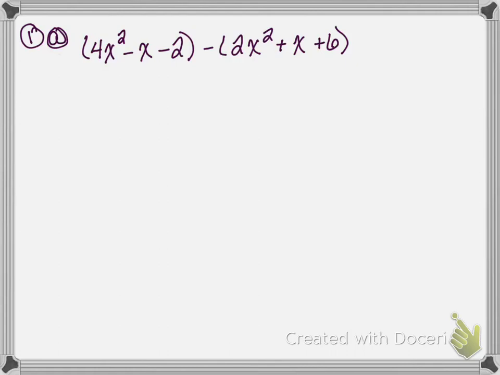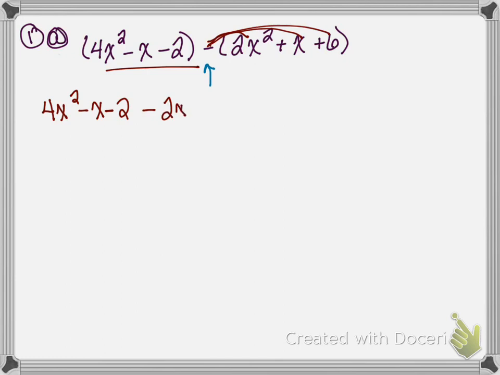Now, this subtraction sign right here, that is where students make mistakes on this type of problem. That subtraction sign must be distributed. So I am going to write down my first trinomial: 4x squared minus x minus 2. That stays the same. But then this subtraction sign belongs to everything there. We have to distribute that, so it becomes minus 2x squared minus x minus 6.